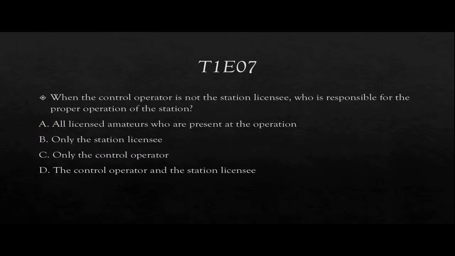Number 7. When the control operator is not the station licensee, who is responsible for the proper operation of the station? A. All licensed amateurs who are present at the operation. B. Only the station licensee. C. Only the control operator. Or D. The control operator and the station licensee. And your correct answer, D. The control operator and the station licensee.